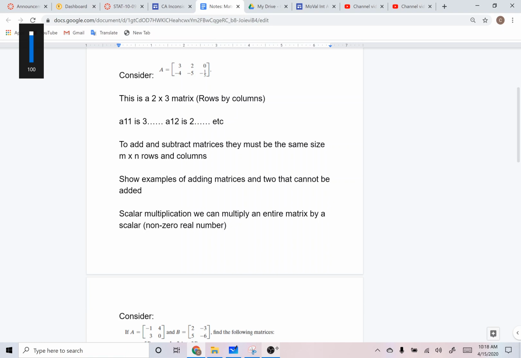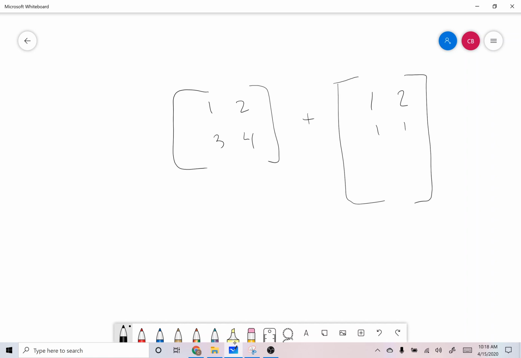So continuing where we left off, I want to show you an example of two matrices that cannot be added. For instance, if I give you 1, 2, 3, 4, and this matrix, 1, 2, 1, 1, 5, 5, the problem is you can't add these because this is a 2 by 2 and this is a 3 by 2. And therefore they do not match, and so you'd have nowhere to add these two.